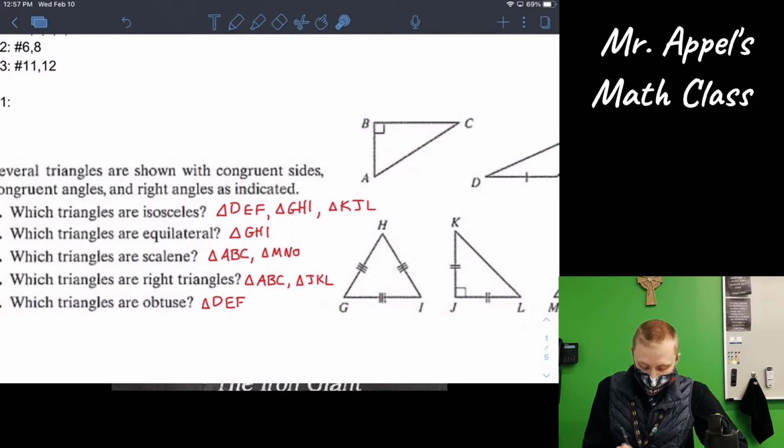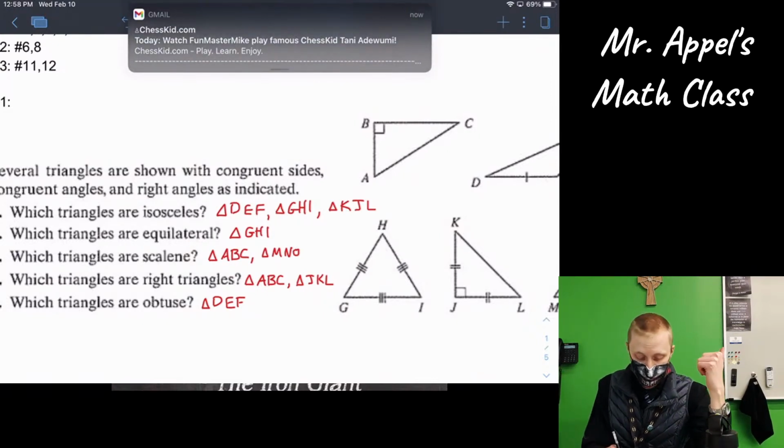Okay. And don't forget that the equilateral triangle is also isosceles. Okay, it gets listed twice here. Same with this right triangle, which is also scalene. Okay, angle classification versus sides classification.